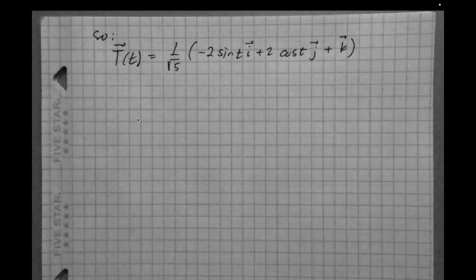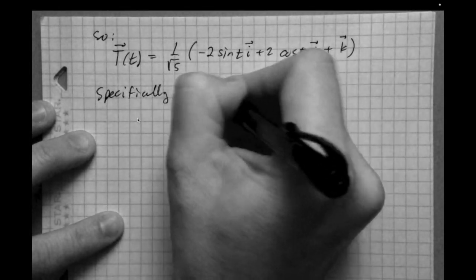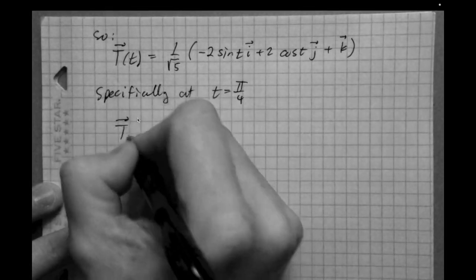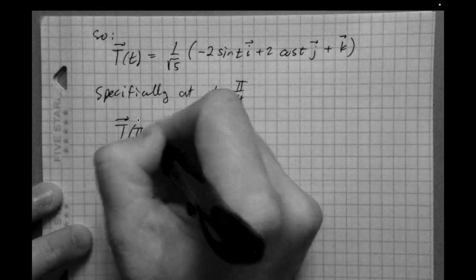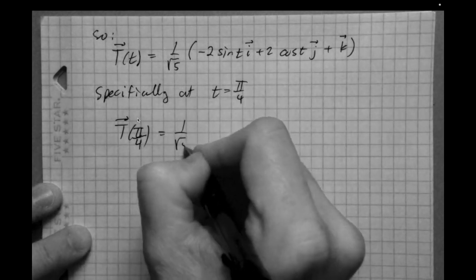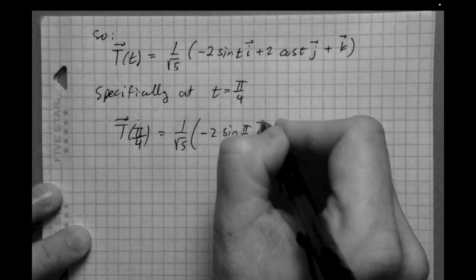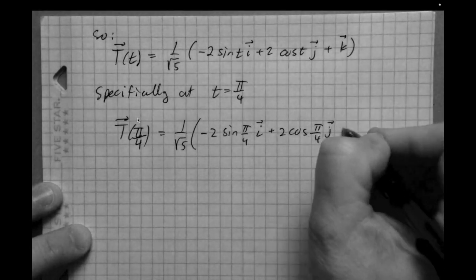And now specifically, what is the unit tangent vector that is in the direction of the curve at t equals pi over 4? So specifically, at t equals pi over 4, what do we get? Well, we can just evaluate that function, right? So T of pi over 4 would be 1 over the square root of 5 times negative 2 sine of pi over 4 times i plus 2 cos pi over 4 times j plus k.